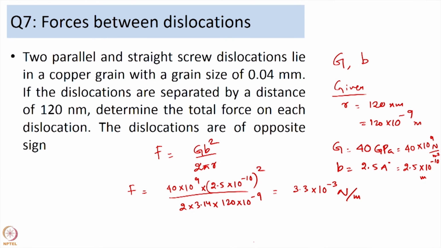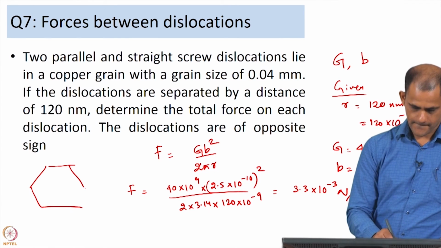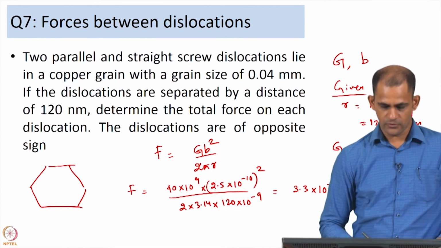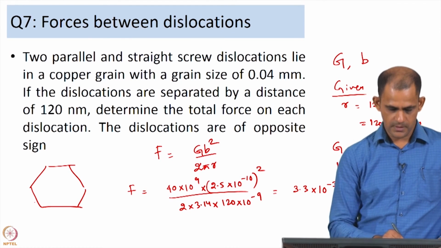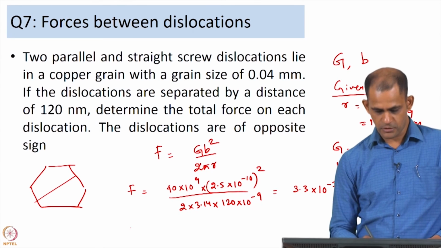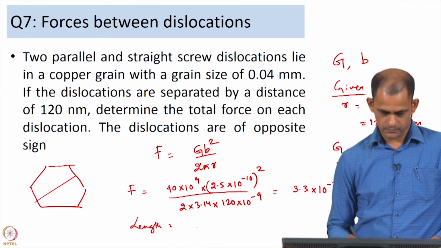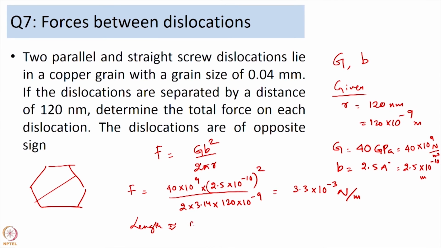Now, this is force per unit length. That is why you have the units as Newton per meter, but if you want to find the absolute force acting on the dislocation, then we will have to make a small assumption. We will have to assume the length of the dislocation. Since the grain size of the material is around 0.04 millimeter, we can assume perhaps that the length of the dislocation can be approximately taken as 0.04 millimeter. So, that is 0.04 into 10 to the power minus 3 meter.